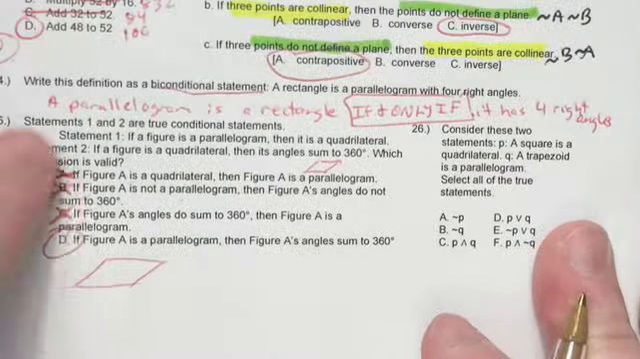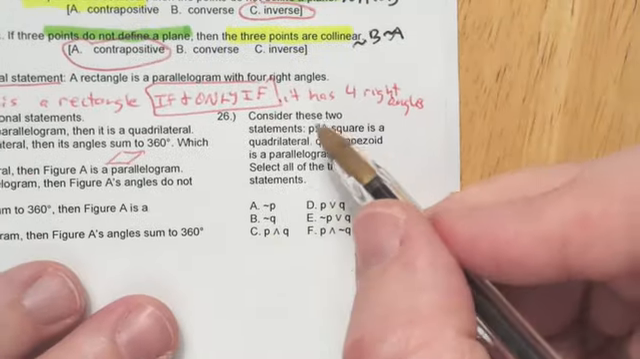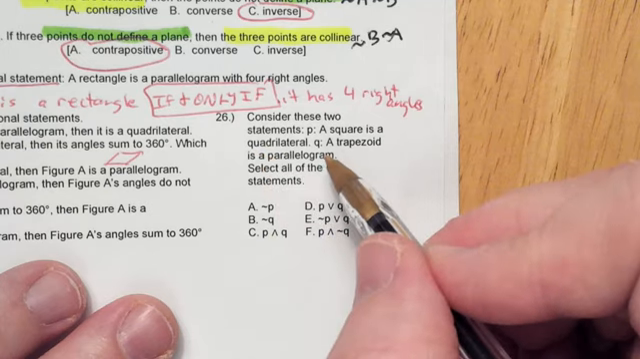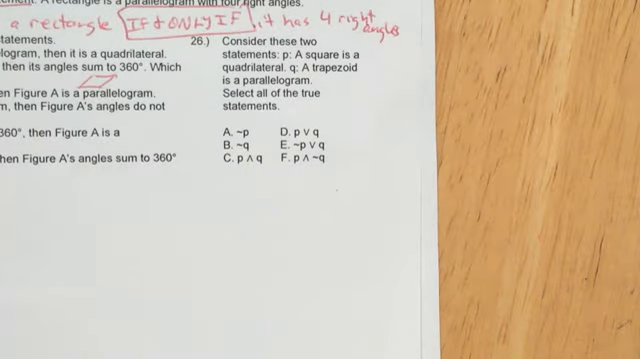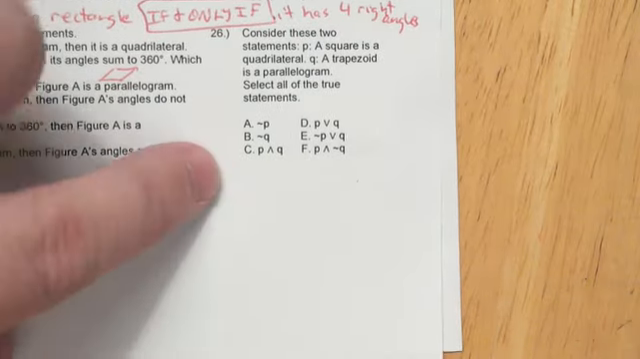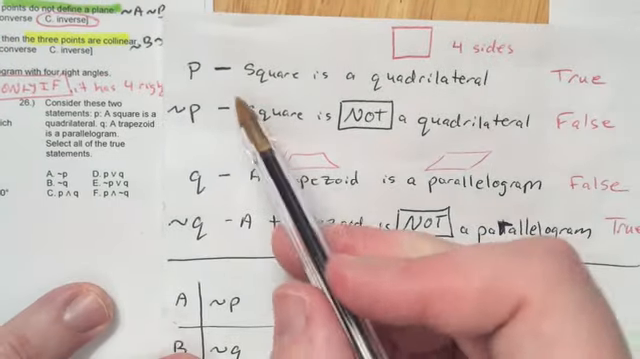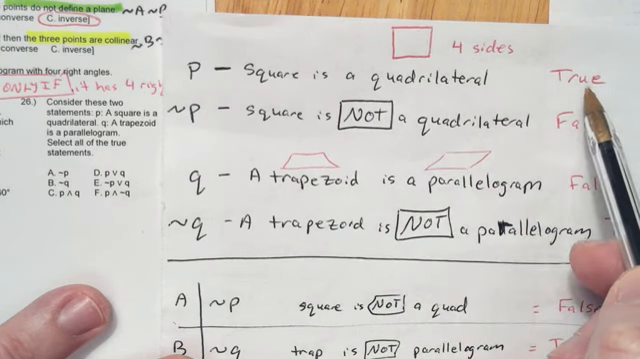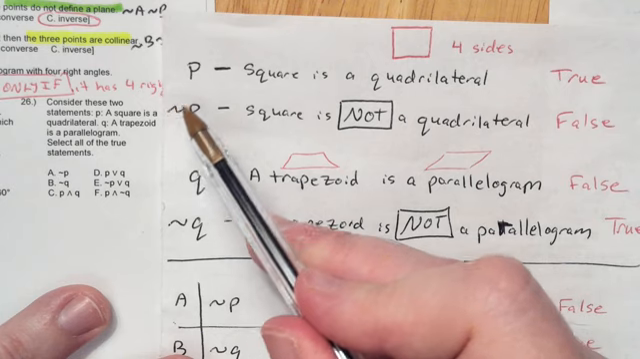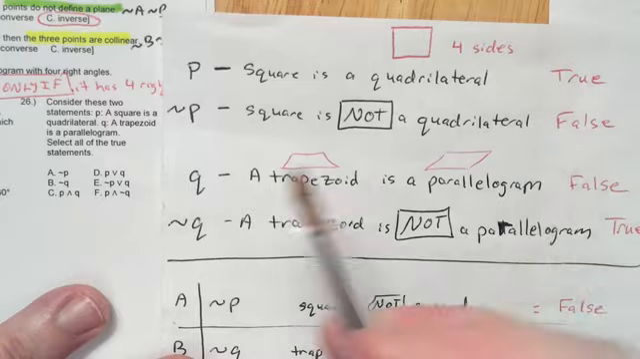And finally, number 26. Basically, as long as you can think of one thing that does not work, it's false. All right, consider these two: a square is a quadrilateral, and a trapezoid is a parallelogram. Here's your list, with the little symbols I made. P is: a square is a quadrilateral. That's a 4-sided shape, so that's true. And if this little symbol means not, a square is not a quadrilateral. That's false.